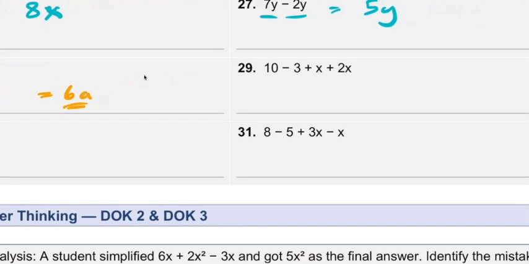Over here, we have different terms. So I'm going to add up these two because they're all x's, and I'm going to add up these because they're constants. So let's do the constants first. 10 minus 3 is just 7, and then x plus 2x is 3x. So there we got two terms, a constant term and a linear term.